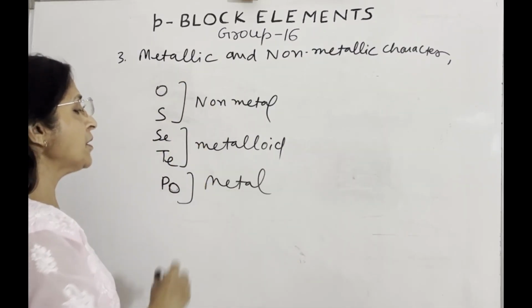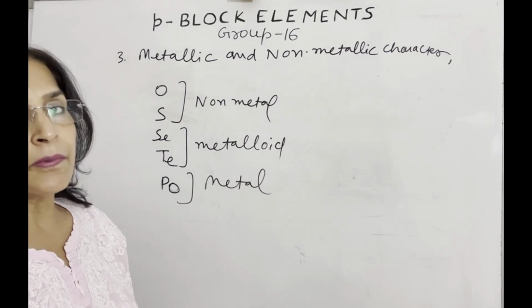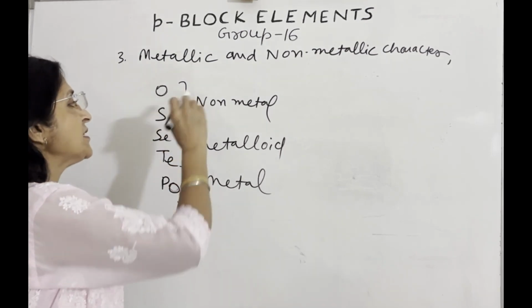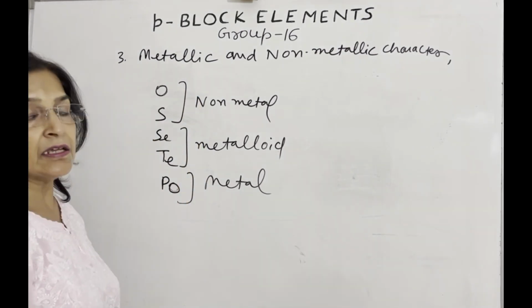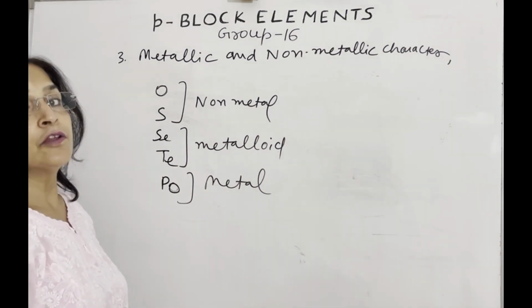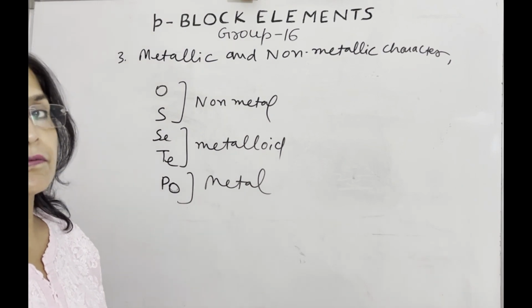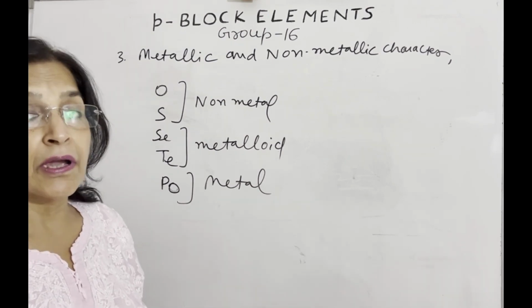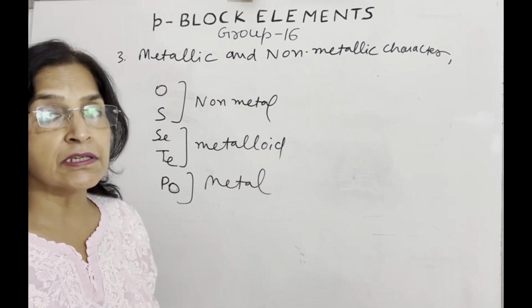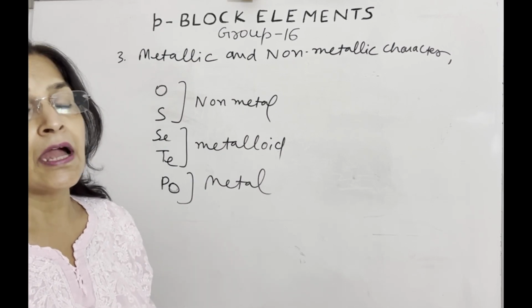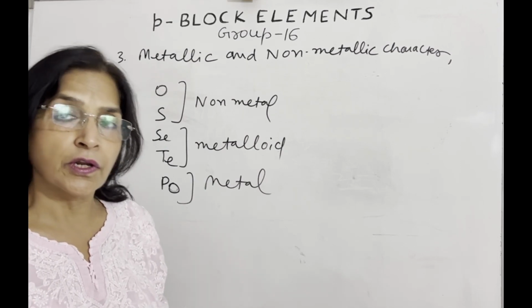As we move down the group, metallic character increases and non-metallic character decreases. Oxygen and sulfur are non-metals, selenium and tellurium are metalloids and are used as semiconductors. Polonium is a metal but it is radioactive in nature. Why does metallic character increase? Because electronegativity decreases, atomic radius increases and the tendency to lose electrons increases.